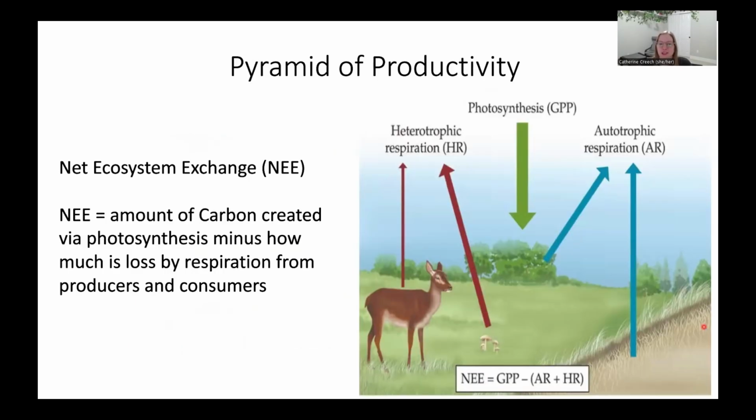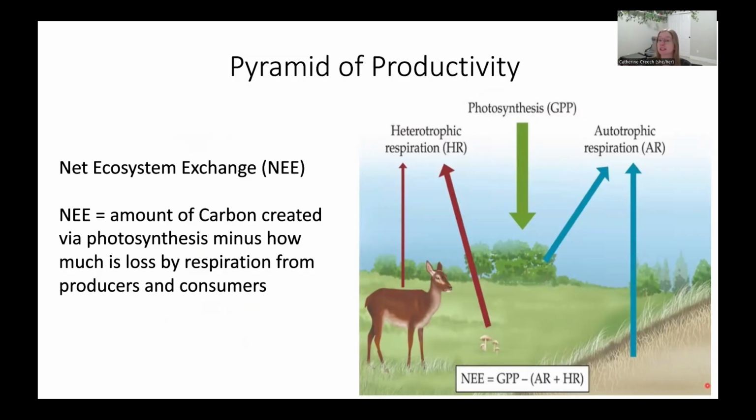We also can measure another idea called net ecosystem exchange. So net ecosystem exchange is the amount of carbon created via photosynthesis minus how much is lost by respiration from producers and consumers.